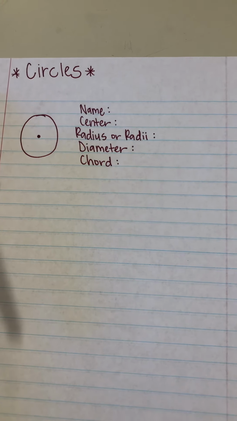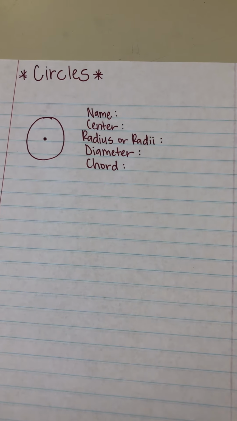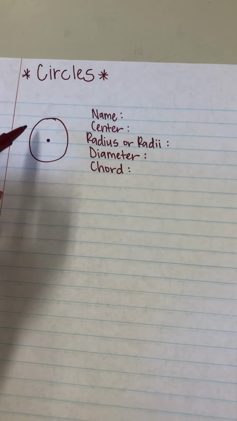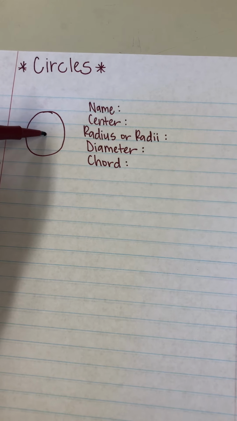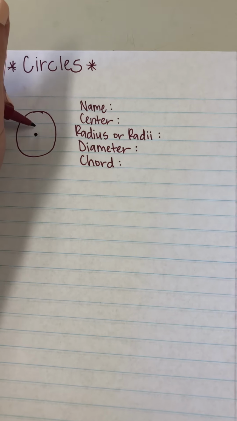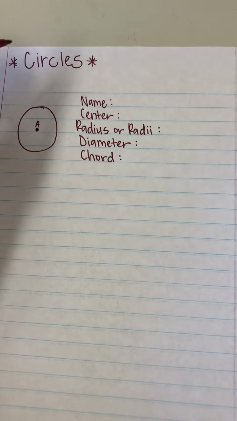So today we're going to learn about circles and the different parts of a circle. So first let's start out with the center. The center is always going to be the point right in the middle of your circle. So this is our center for this one, and we're just going to call it A.